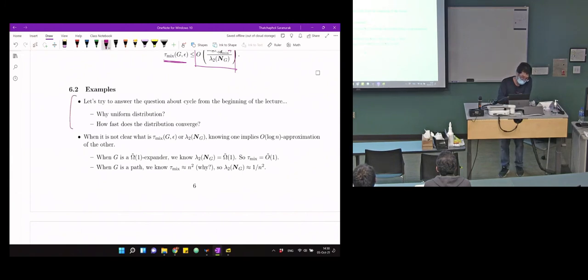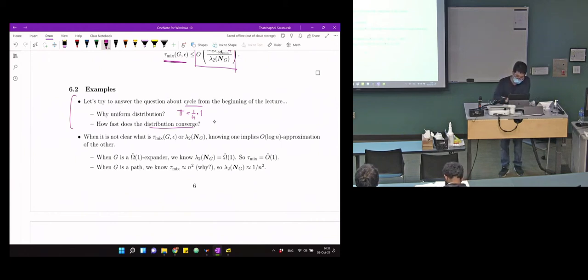So now we have everything that we need from that to answer the question from the beginning of the class. We see that if you do a random walk step in the cycle many times, then it converges to pi. But for the cycle, pi is just all one vectors. And how fast does it converge?